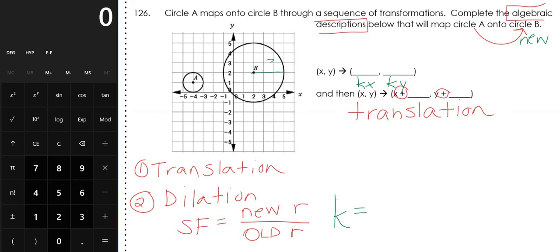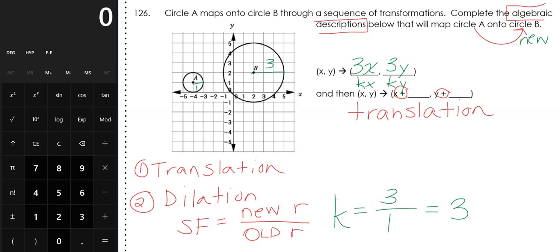So circle B, let's go ahead and draw in the radius, nice and simple. The length for the radius is 3. The length for radius A is 1. So new over old is going to be a length of 3 over a length of 1. Our scale factor, our k value, is just 3. So your circle needs to become 3 times as big in order to be the same size as circle B. Let's go ahead and fill in our rule. X comma y becomes 3 times the x coordinate, 3 times the y coordinate, and then the two circles will be the same size.